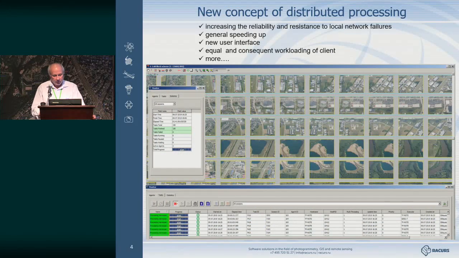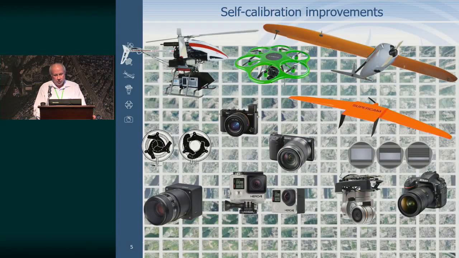Plus, there is a self-calibration procedure that is now in place. New concept of distributed processing, again, increasing reliability and resistance to local network failures. I mean, these processes never die out completely. This is self-calibration tool, different types of cameras, different UASs.